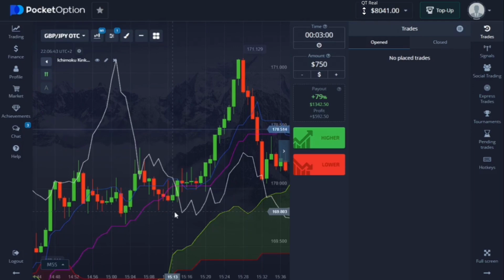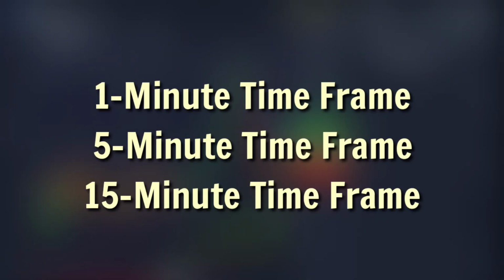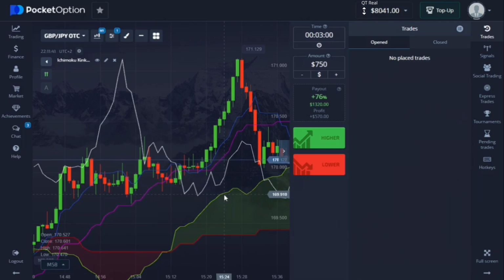So ideally, when it comes to trading this strategy, you want to be using the 1 minute time frame. You can also use the 5-minute or 15-minute time frame, it doesn't matter. Personally, I don't like to hang around in the market for too long, so therefore the 1 minute time frame is more suitable for me. But you can use whichever one of the three time frames you want to use, it doesn't matter.